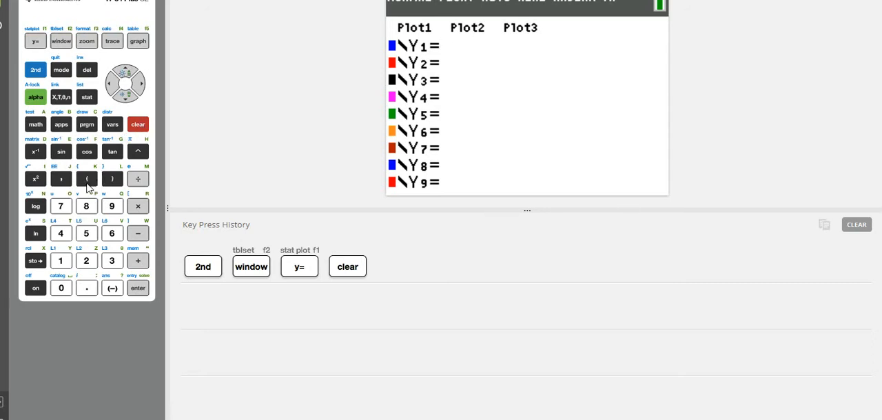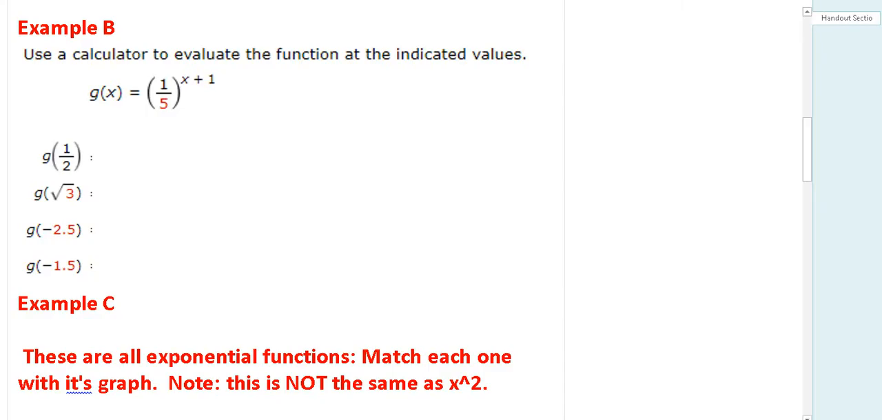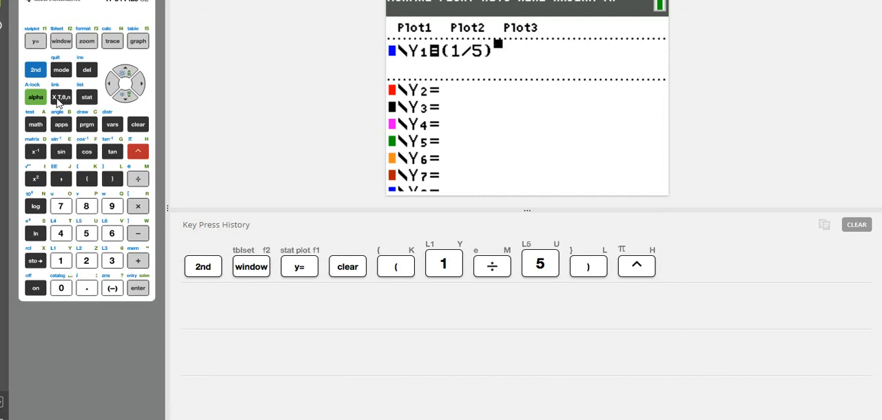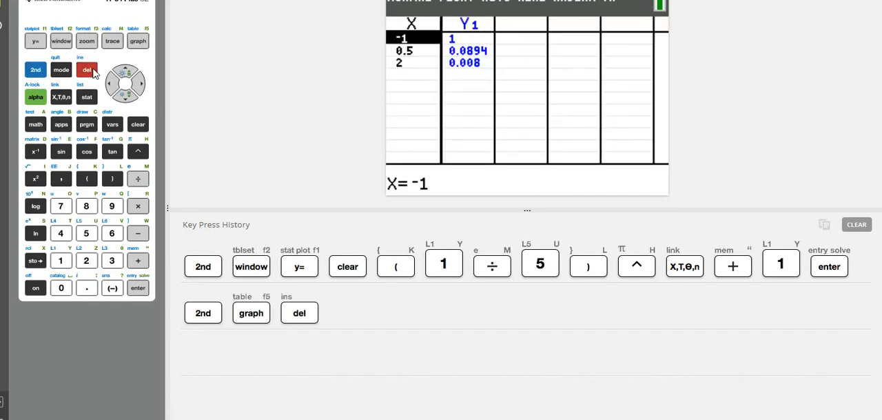Type in 1 divided by 5, parentheses, raised to the what? X plus 1 power, I think it was? Yeah, x plus 1 power, x plus 1. And now I can fill in anything I want. I can find to the first power, to the square root of 2 power, whatever I need. So we'll hit the second key, then the graph key. That gets me to my table.